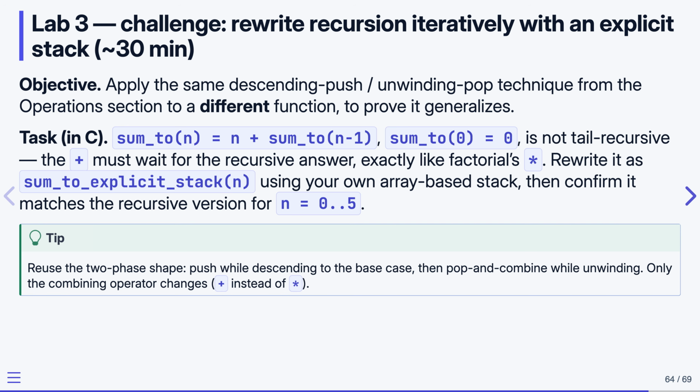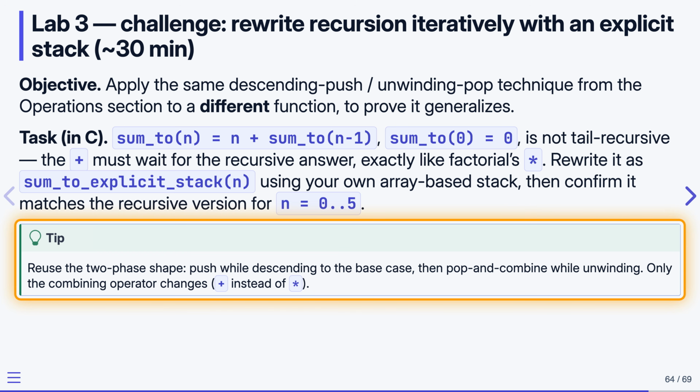The function is sum2. Sum2 of n is n plus sum2 of n minus 1, and sum2 of 0 is 0. It is not tail recursive. The plus must wait for the recursive answer, exactly like the times in factorial. Rewrite it as sum2 explicit stack, using your own array-based stack. Then check it matches the recursive version for n from 0 to 5.